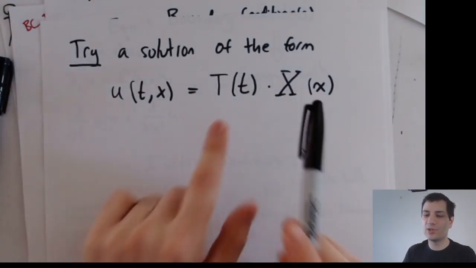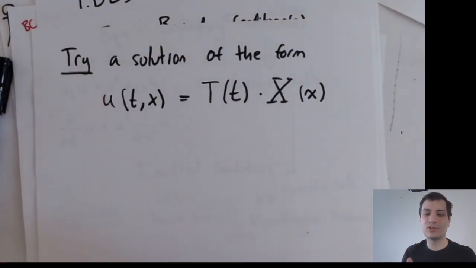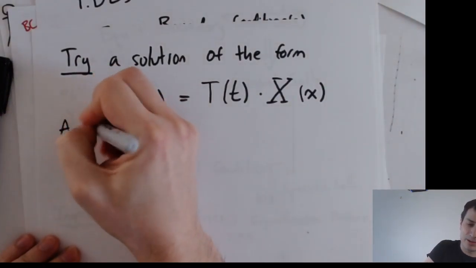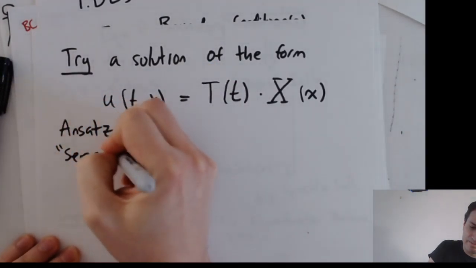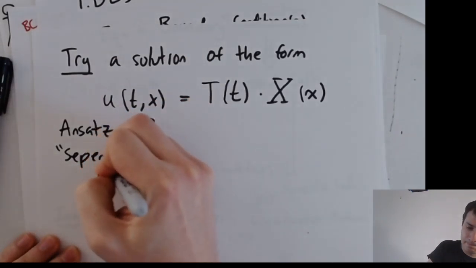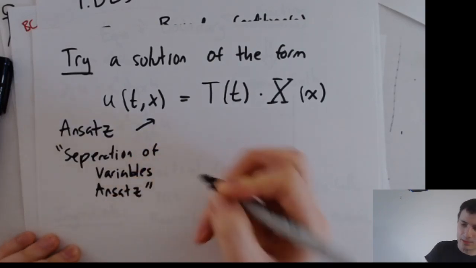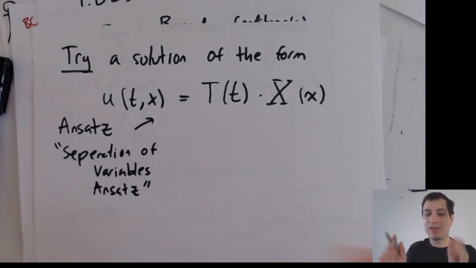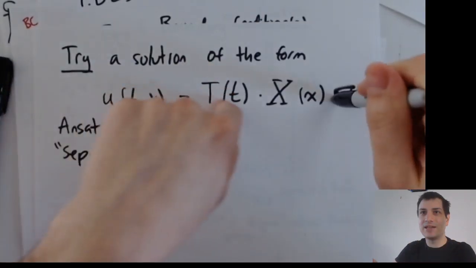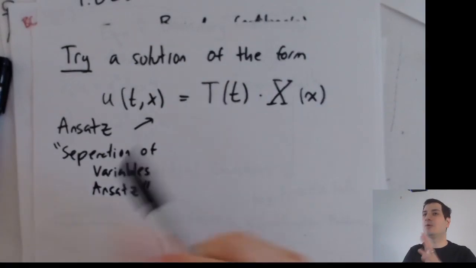So not all functions in the universe look like this, function of t times a function of x, but we're going to try specifically a solution like that. So this is an ansatz method, and if you want, it is a separation of variables. So we're saying, let's try this and see if we can make it work. And so that's what we're going to do after the break. We're going to try the separation of variables ansatz. We're going to see what has to be true about the function t and the function x, and we're going to get a solution that way.